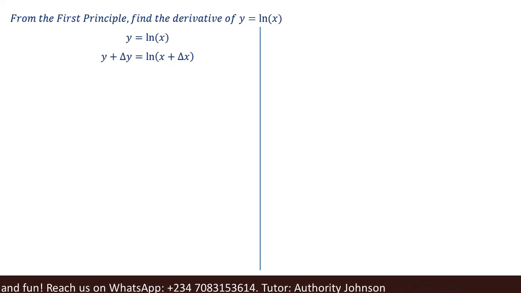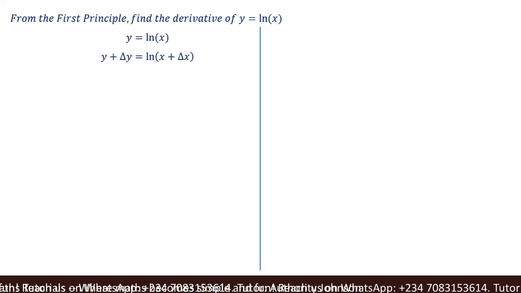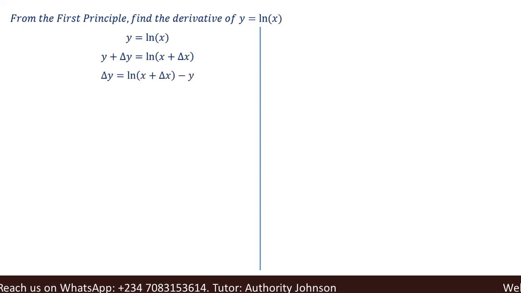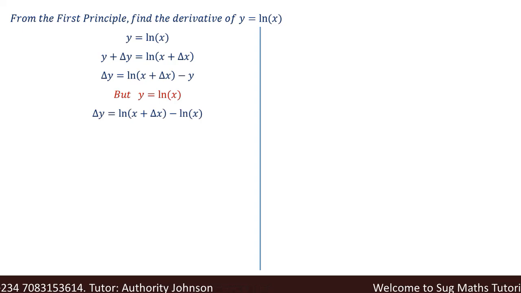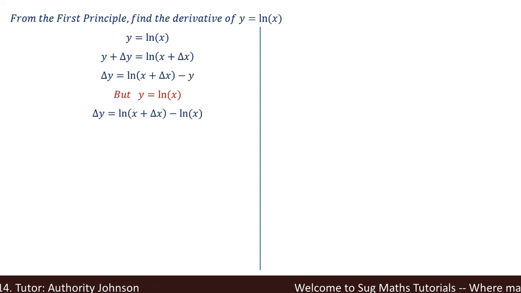Right? Good. Now let's take y to the other side. We're going to have change in y is equal to ln of x plus change in x in brackets minus y. You remember that y is ln of x. We're going to change this y to ln of x. So we're going to have change in y is equal to ln of x plus change in x, close the bracket, minus ln of x, right? Good. From here, what do we do next?